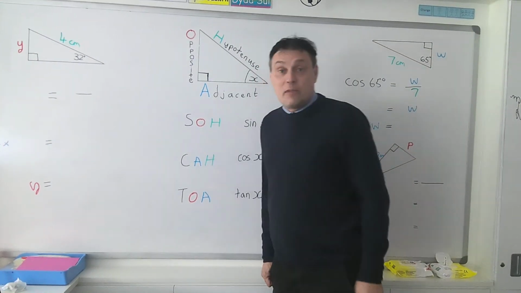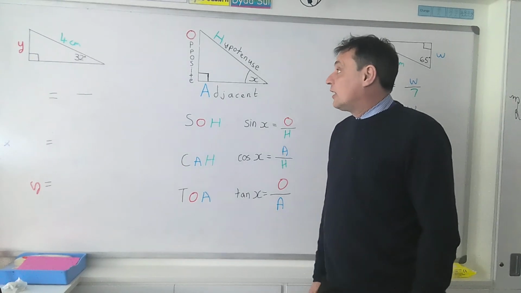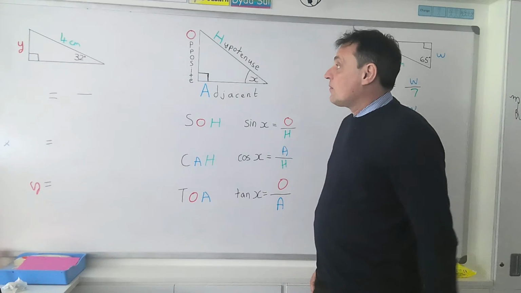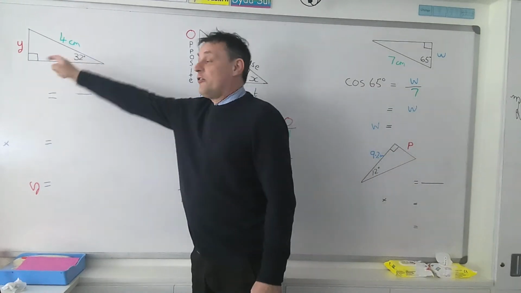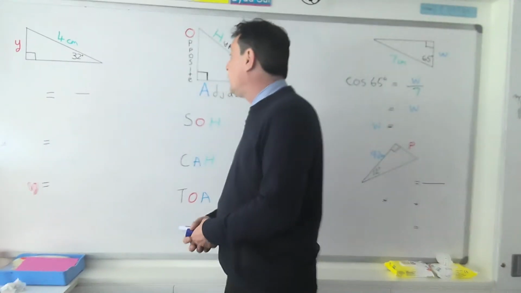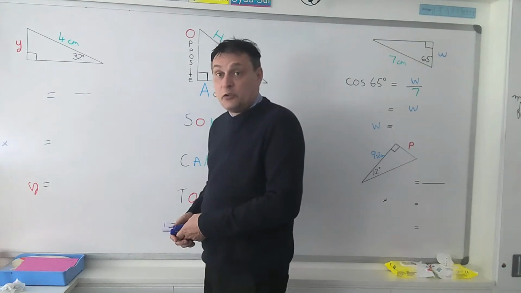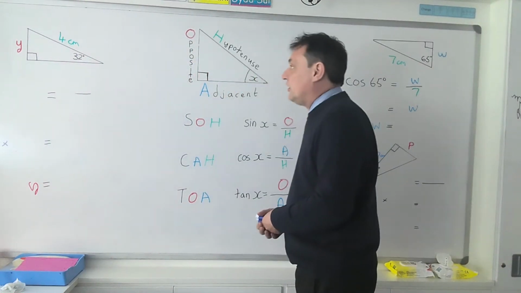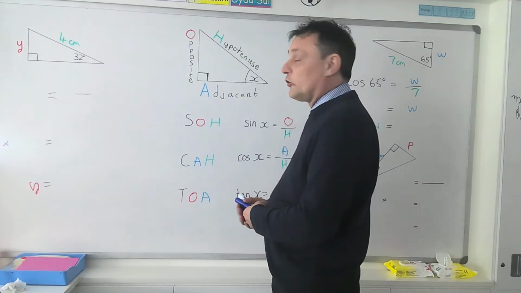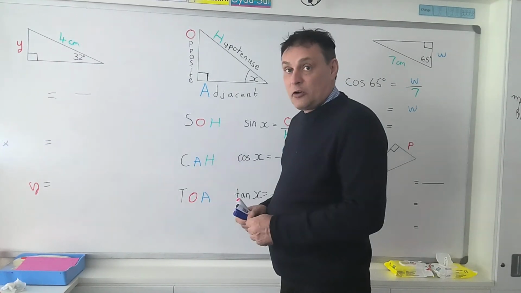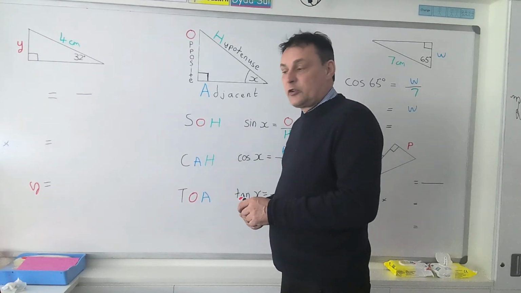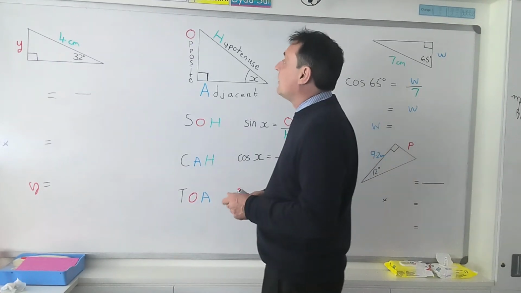Trigonometry: finding the missing side in a right-angled triangle when we know the length of one side and one angle apart from the right angle. In this situation, we know the angle of 32 degrees and we know the length of this side here, which is 4 centimeters. First thing to do is label up the triangle to say which side is which, because that's going to determine which trigonometry function we're going to be using.